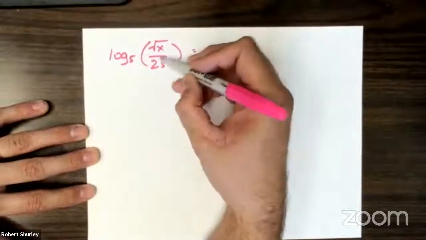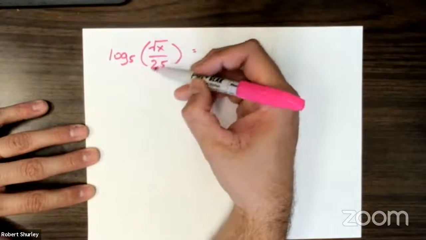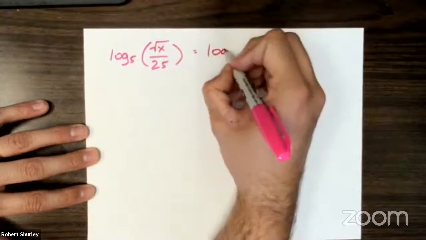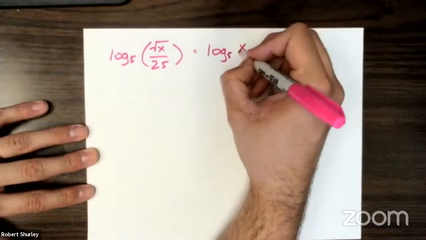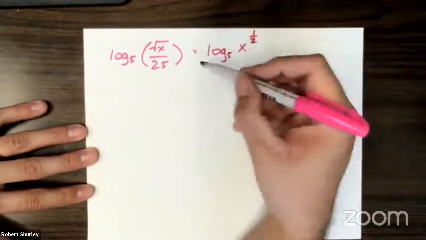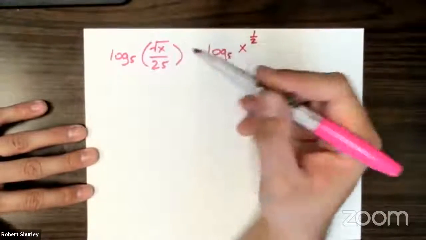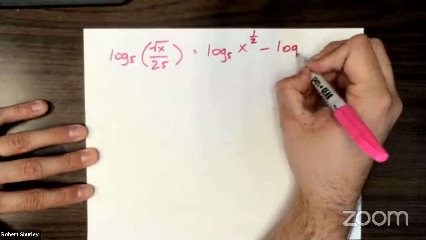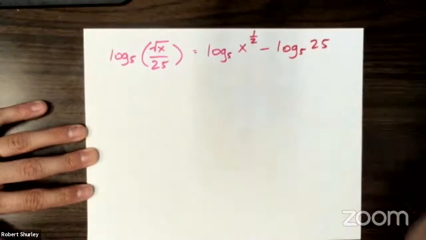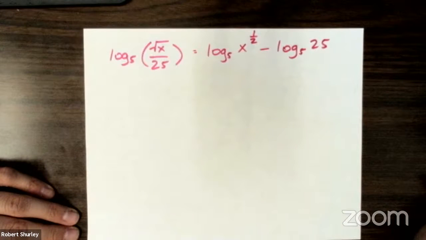Now look, we have division first because we've got a top divided by a bottom. So I'm going to say log base 5, and I'm not going to call this the square root of x. I'm going to say it's x to the 1/2 because we need to get in the habit of automatically writing roots as exponents, minus log base 5 of 25.